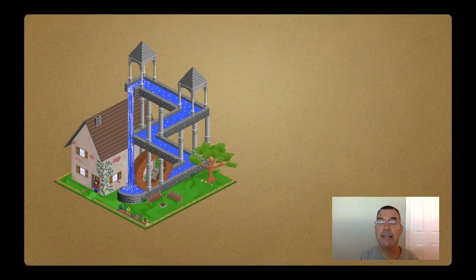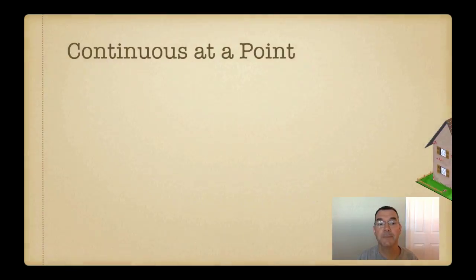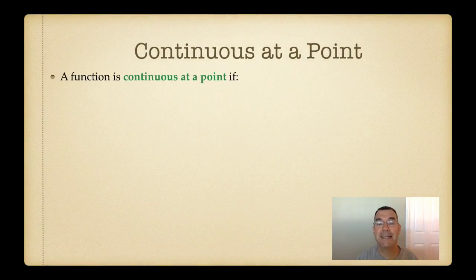Hello again. We're continuing our discussion of limits of functions, and we're going to talk today about determining whether or not a function is continuous. So let's get started. The first concept is being continuous at a point, just a single point.